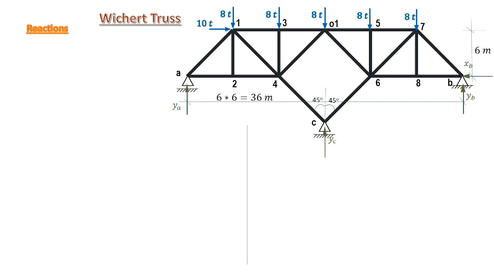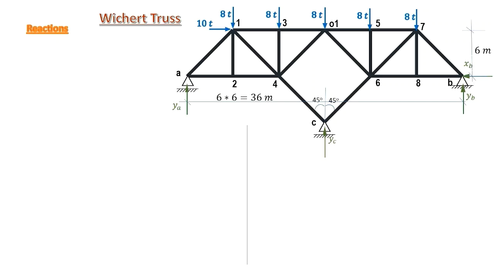Welcome back to our course on trusses. We will discuss the Wichert truss. A Wichert truss is a truss that has successive supports, three successive supports as shown, A, C, and B. The true problem here is in computing the vertical reactions YA, YC, and YB.